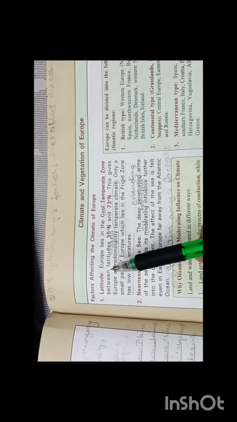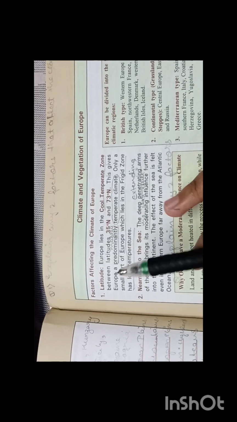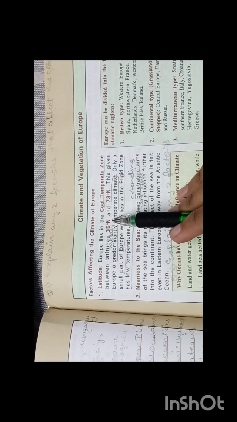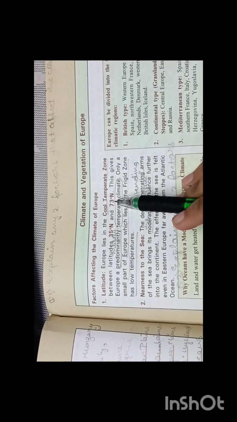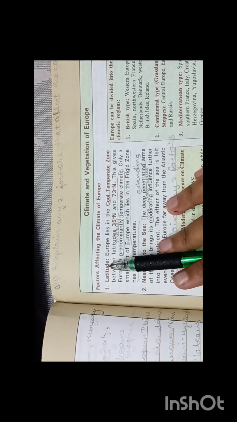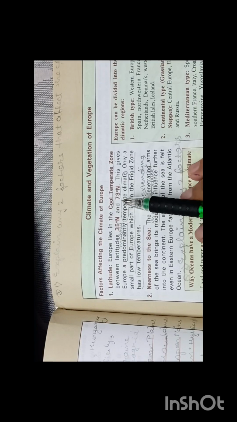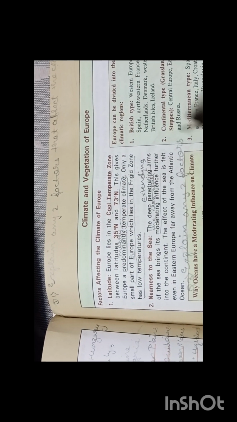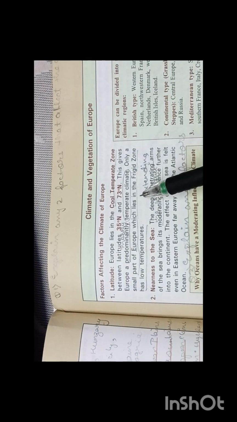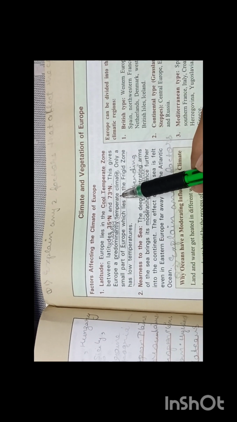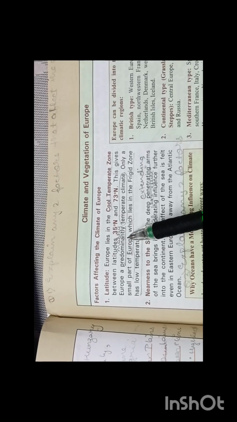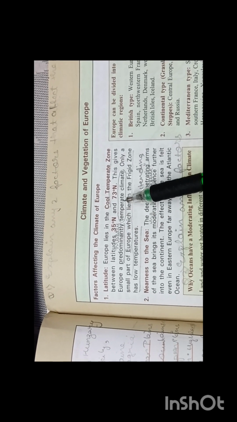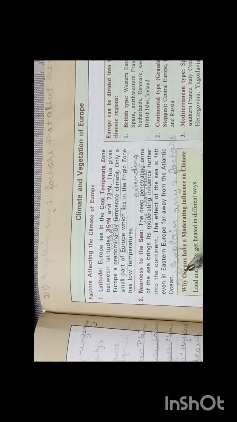First, let's see what the latitude does. Now, we all know that Europe lies between latitudes 35 degree north to 73 degree north. It lies in the cool temperate zone. Because it lies in the cool temperate zone, it mostly has temperate climate. Predominantly means mostly. This gives Europe a predominantly temperate climate.